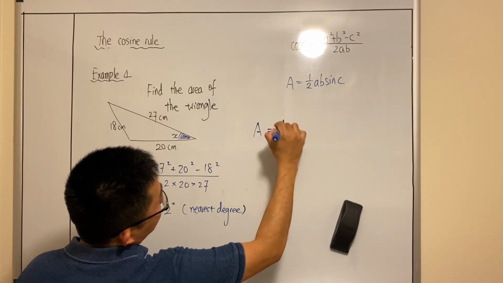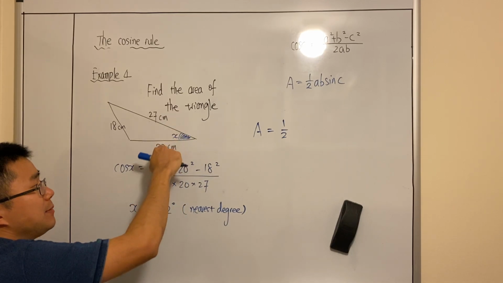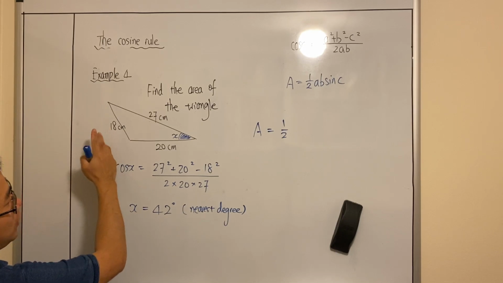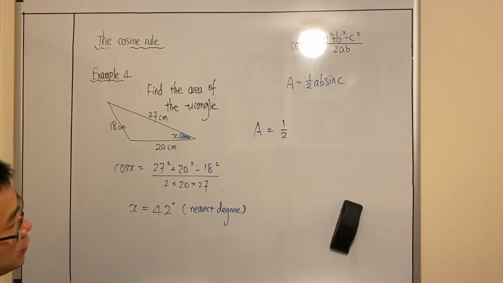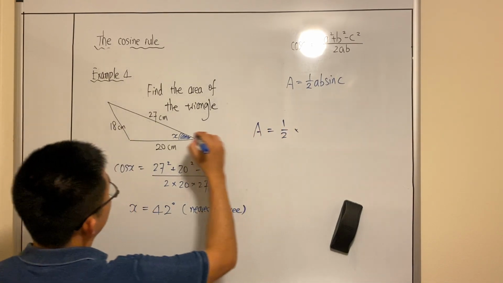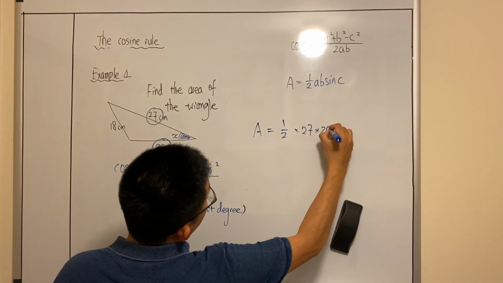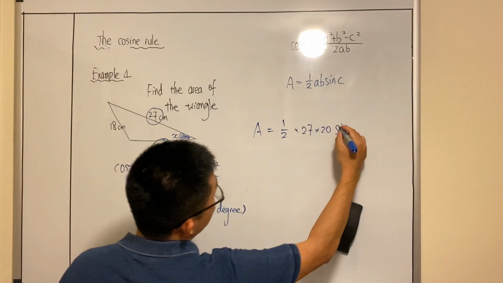So the area is a half AB. Now remember, if I use that angle here, then A and B must be 20 and 27. You can't use 18 anymore. If you want to use this angle as angle C, then those are the two sides you're going to use to calculate the area of the triangle. So this time I'm just going to use 27 and 20, and then according to that formula, it will be sine C, 42 degrees.